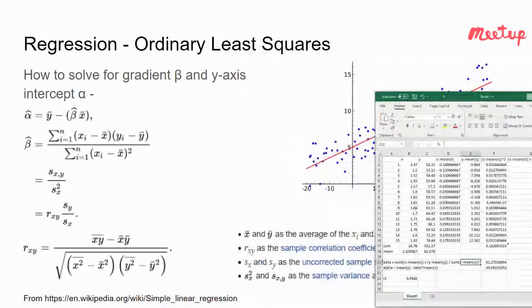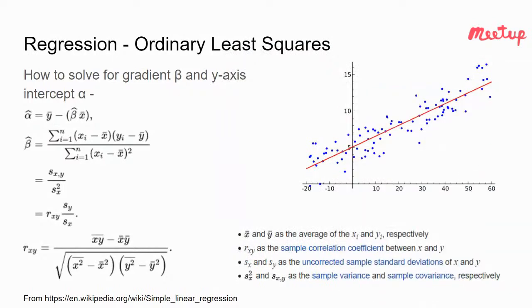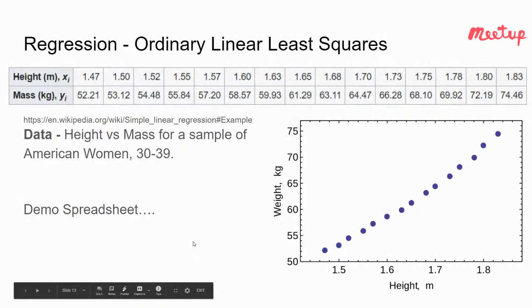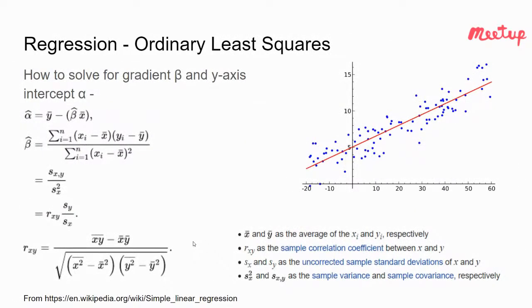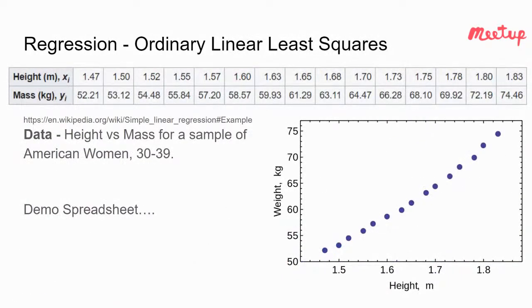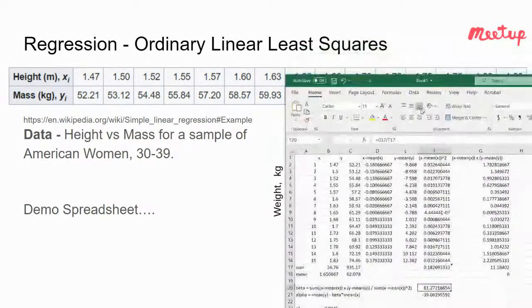So the idea is to find the exact gradient and the exact y-intercept that is the best fit for all of these points in the other graph. This is known as the R-squared value, so it's essentially the sample correlation coefficient. And the closer it gets to 1, the better, the more correlated it is. And so these are the results which I've shown here.